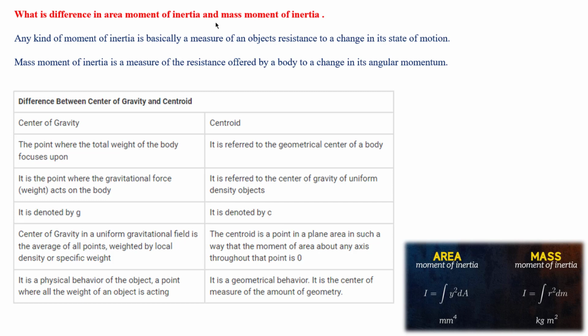Yeah, so it is denoted by G, it is denoted by C, and in simple terms it's a physical behavior of the object: a point where all the weight of the object is acting. Remember that. Okay, so next thing is centroid. It is the geometrical behavior of the component. When I consider this, it is the center of the measure of the amount of geometry.